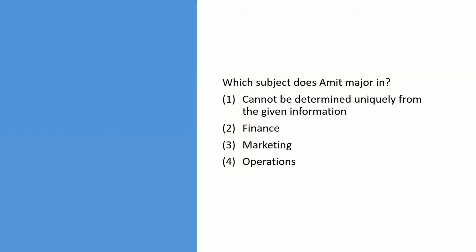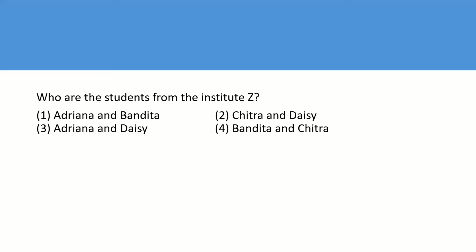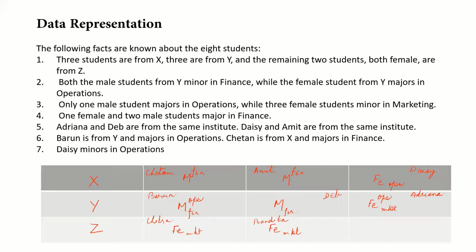Which subject does Amit major in? We have Amit in Institute X. Amit would major in finance. And if Chitra majors in finance, which subject does Bandita major in? Now, if we look at the data, only 1 female student majors in finance. So if we have Chitra majoring in finance, Bandita would be doing it in operations. So that would be option 3.